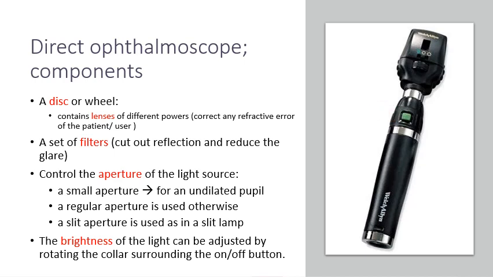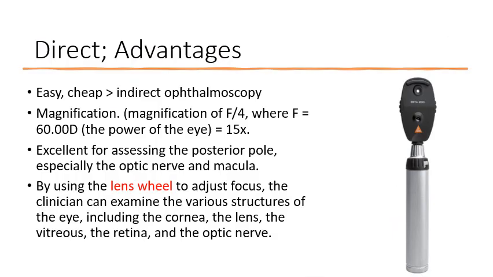The direct ophthalmoscope has several advantages to be used by non-ophthalmologists and even by ophthalmologists. It's cheap and easy to use more than the indirect ophthalmoscope. It gives much better magnification, times 15, in comparison to the indirect ophthalmoscope, in which the magnification is in the range of times 2 to 3.